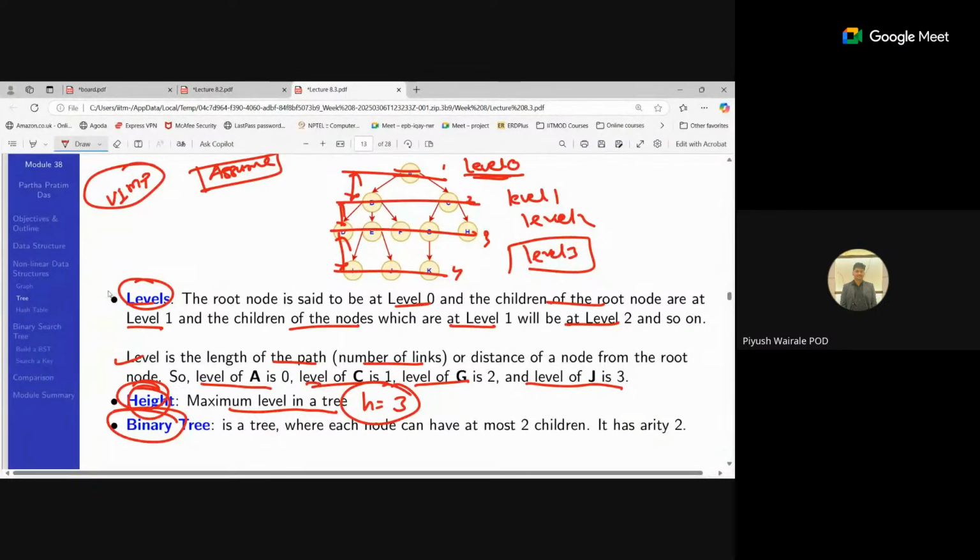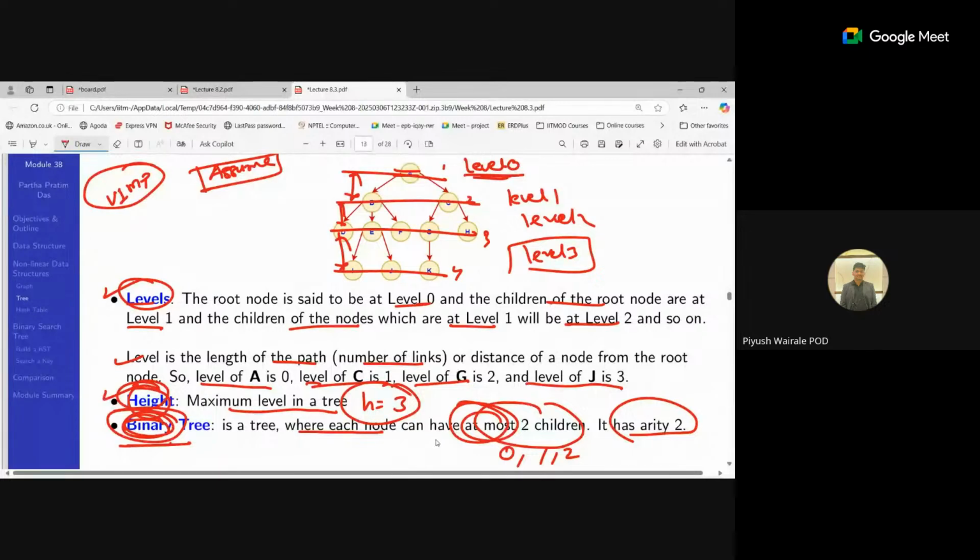Okay, now we have discussed the levels, we have discussed the height. Now what is a binary tree? What is binary here? So binary means what? Two, right? True. Each node can have at most two children. So we can say at most, so either 0, 1, or 2, right? So it has an arity of 2. Arity means what? The number of children it can have is basically 2, right?